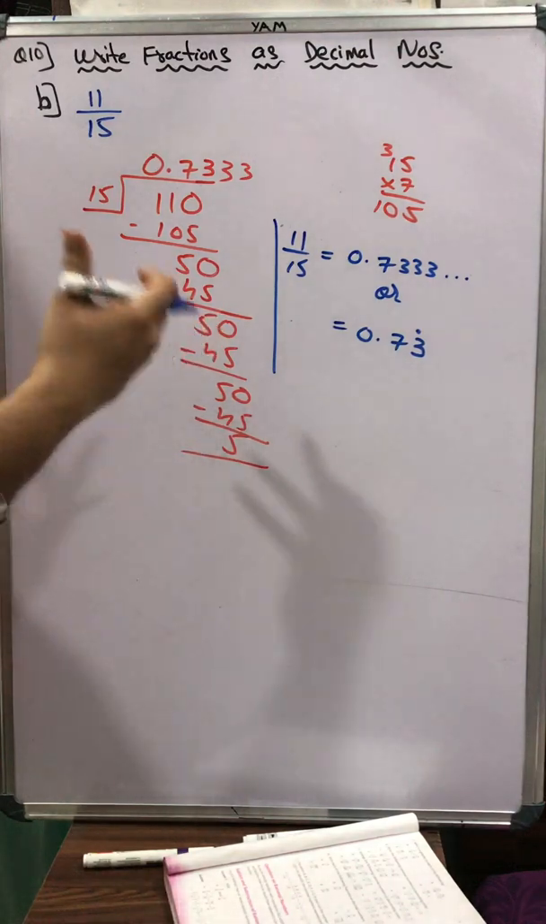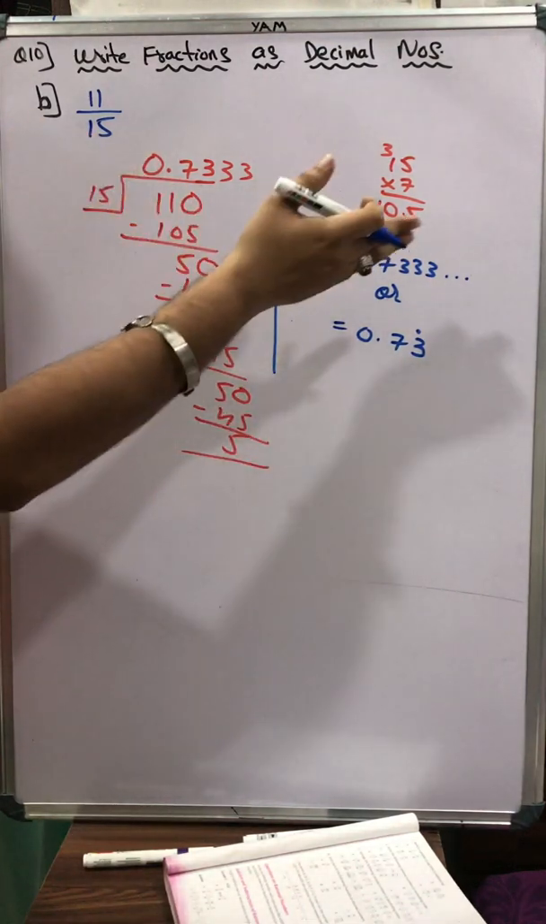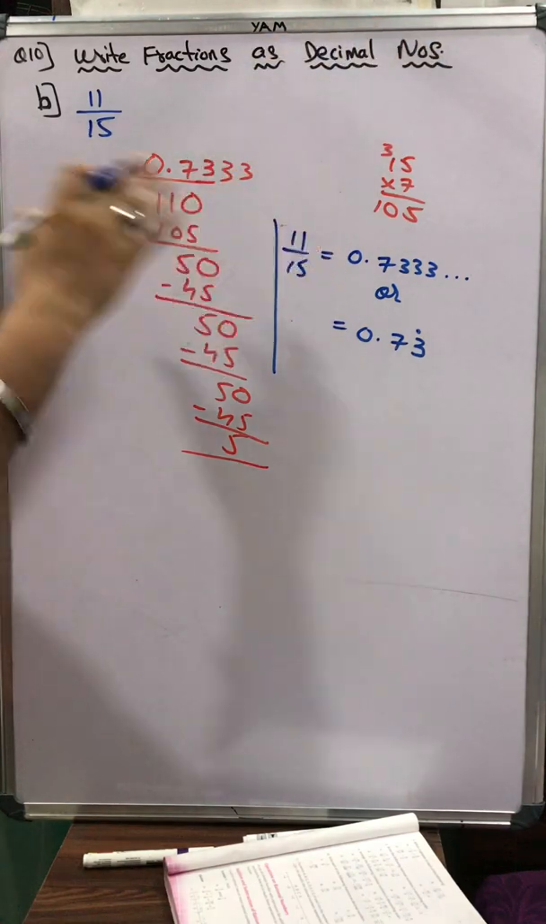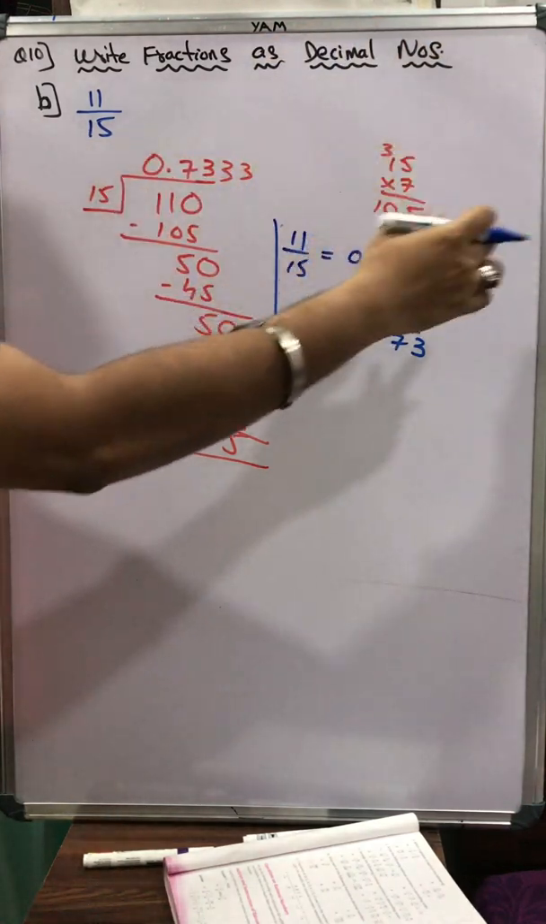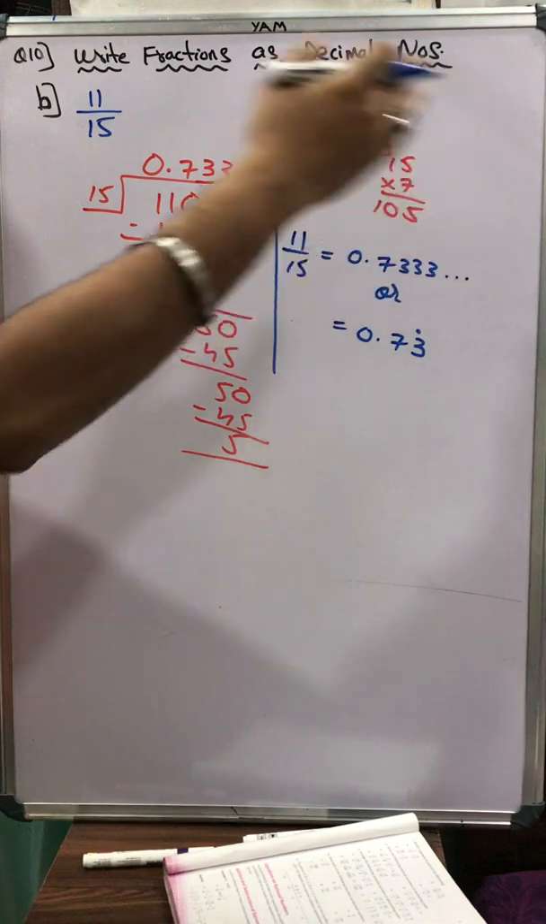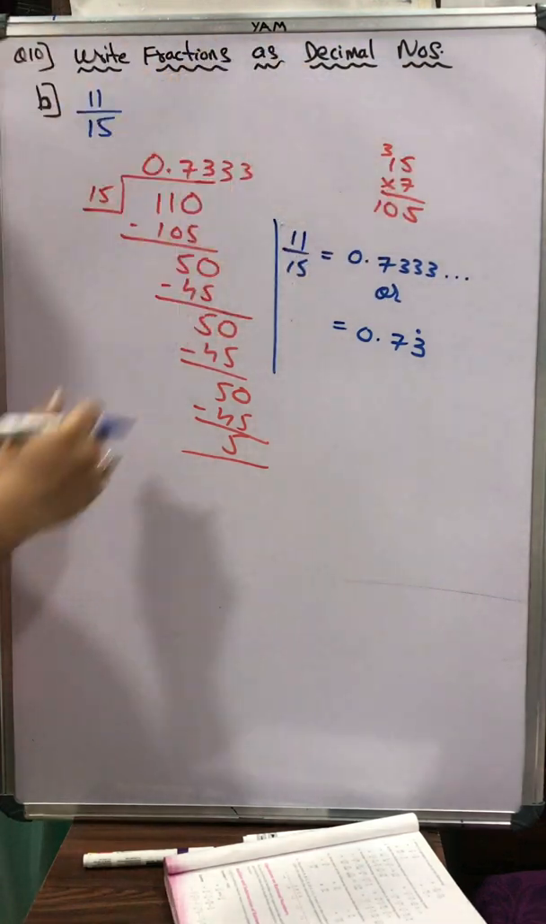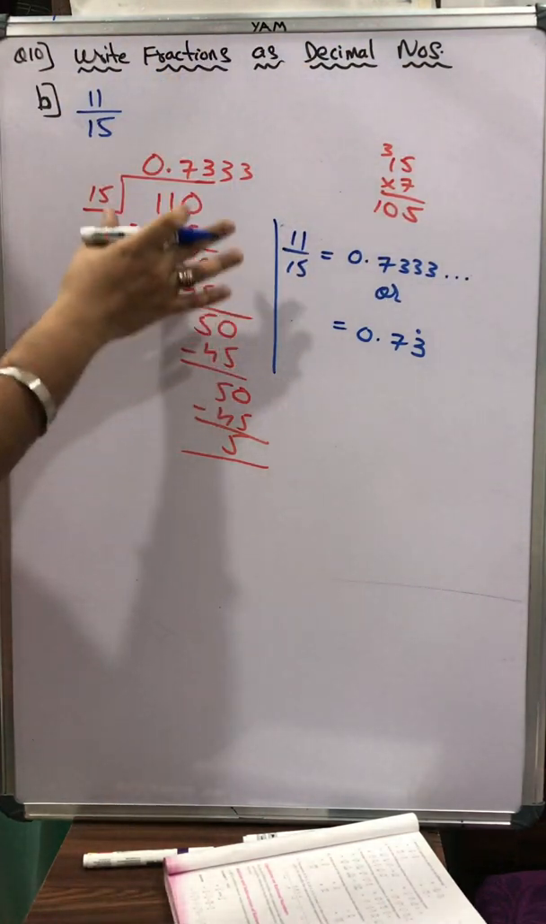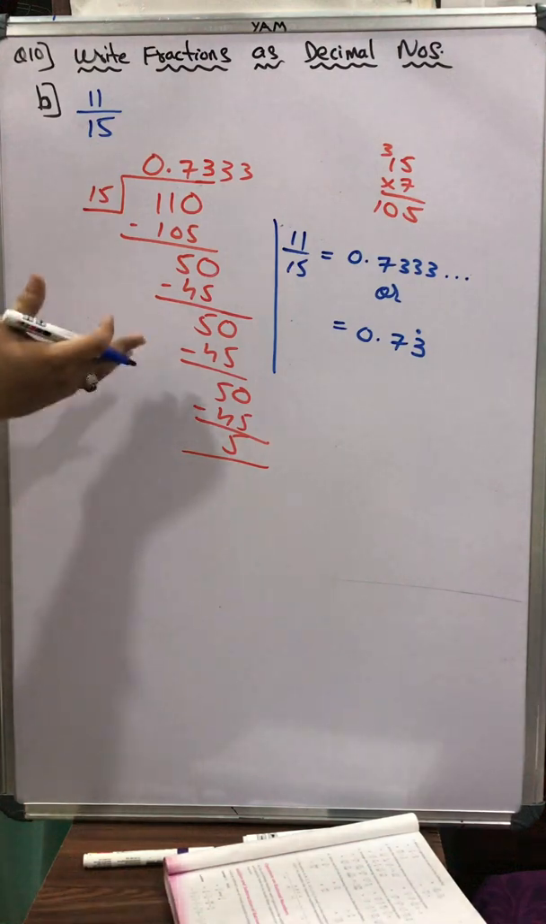Okay, and just for your knowledge, this decimal number is non-terminating. Non-terminating, it will never stop, it will go on and on. And what will go on? 3 will go on and on and on. Okay, so hope it's very simple. Do it fast, students.